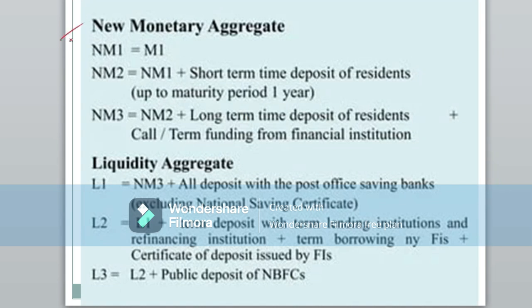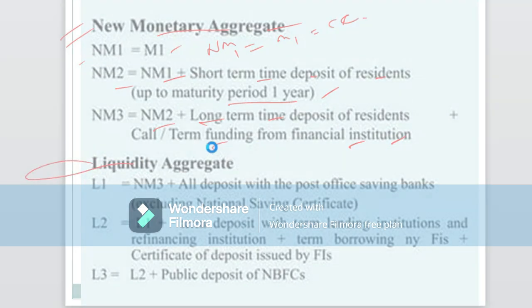Now let us see in detail the new monetary aggregates. New monetary aggregate NM1 equals M1, the currency in circulation. NM2 equals NM1 plus short-term time deposit of residents up to maturity period of 1 year, and NM3 equals NM2 adding the long-term time deposit of the residents called term funding from the financial institutions. Now these are also converted to the liquidity aggregates.